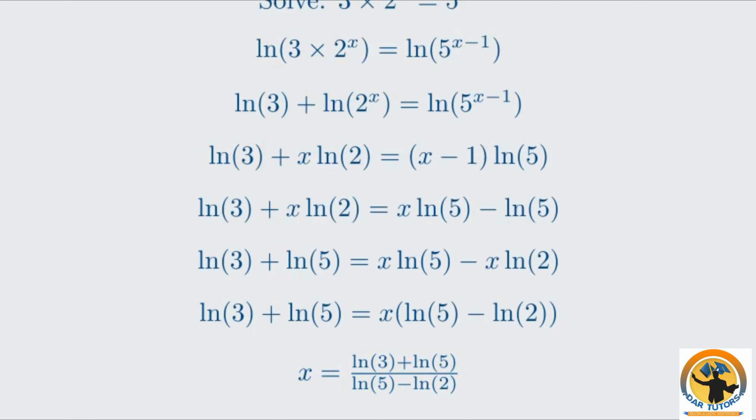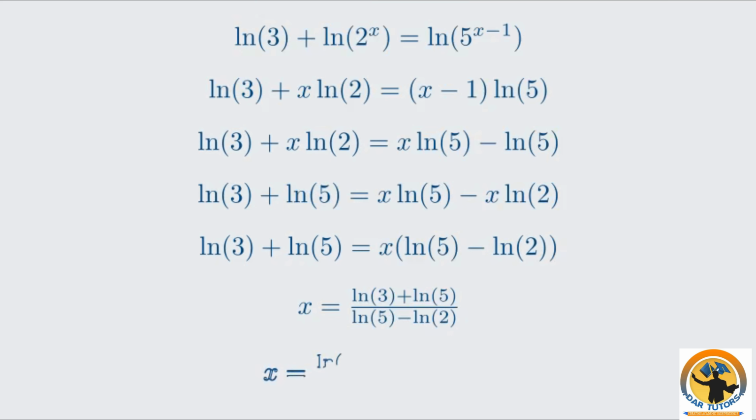The question asks for the answer in the form log p over log q. We can simplify our expression using the product and quotient rules in reverse. The sum of logarithms in the numerator becomes the logarithm of a product, ln of 15. The difference of logarithms in the denominator becomes the logarithm of a quotient, ln of 5 over 2.